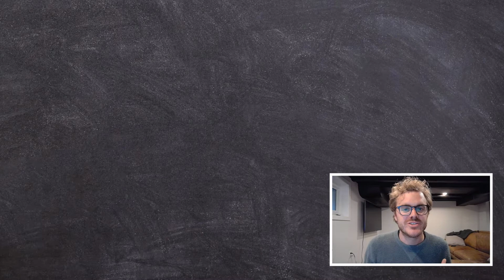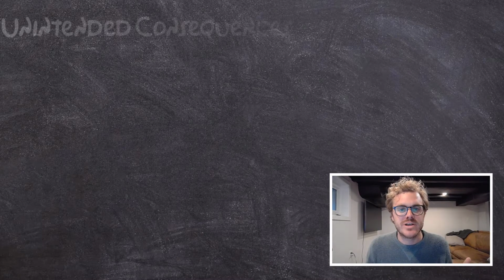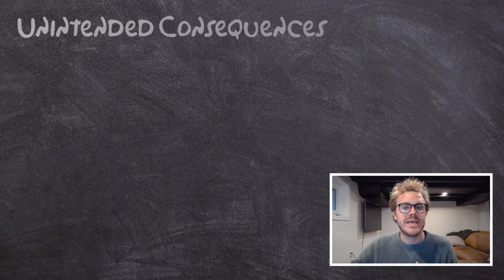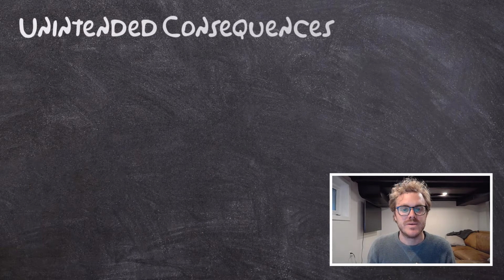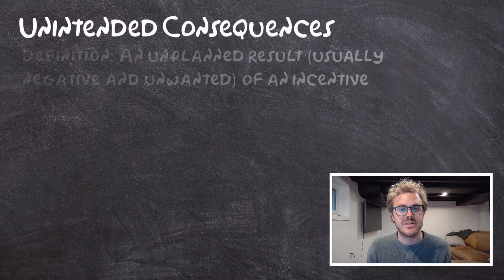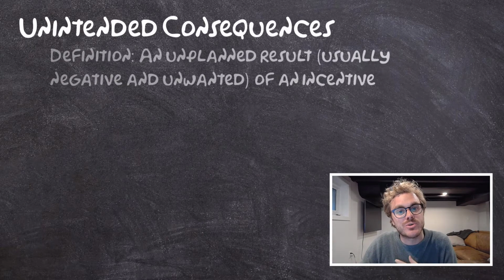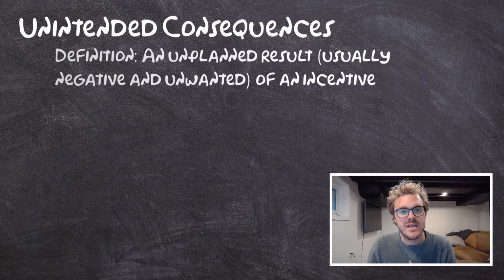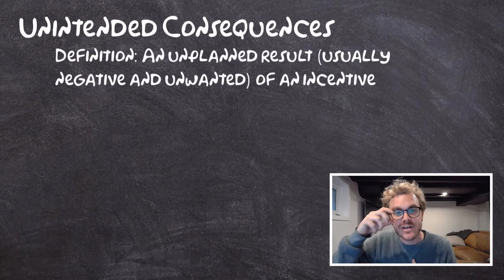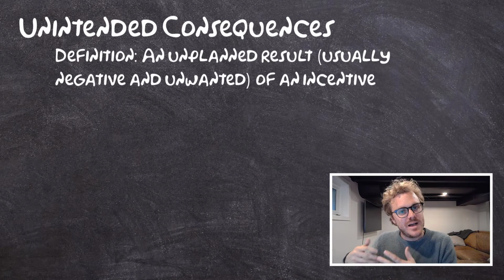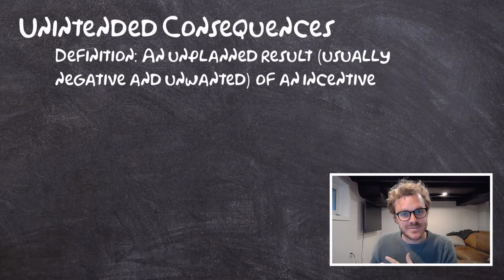So based on our discussion so far, you might think it's relatively straightforward to use incentives to get people to behave like you want them to behave. But it's actually incredibly difficult to predict how people are going to respond to incentives. There's often what we call unintended consequences. These unintended consequences are unplanned results of incentives. And they're usually negative and unwanted consequences or effects.